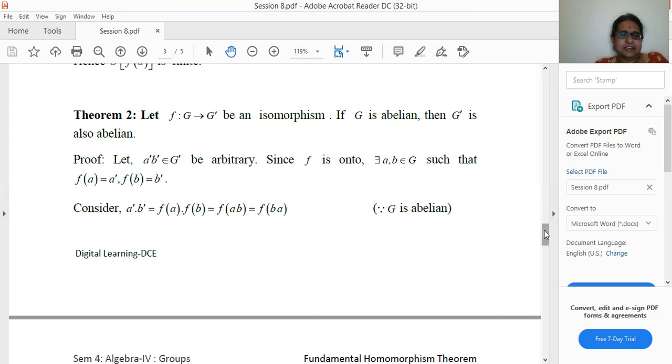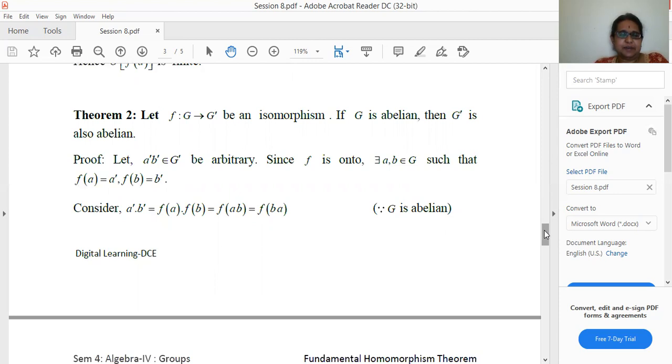Now consider a dash dot b dash. a dash is f of a, b dash is f of b. So a dash dot b dash will be equal to f of a dot f of b. But f is given to be an isomorphism, so it is a homomorphism. Therefore, f of a dot f of b is equal to f of ab.